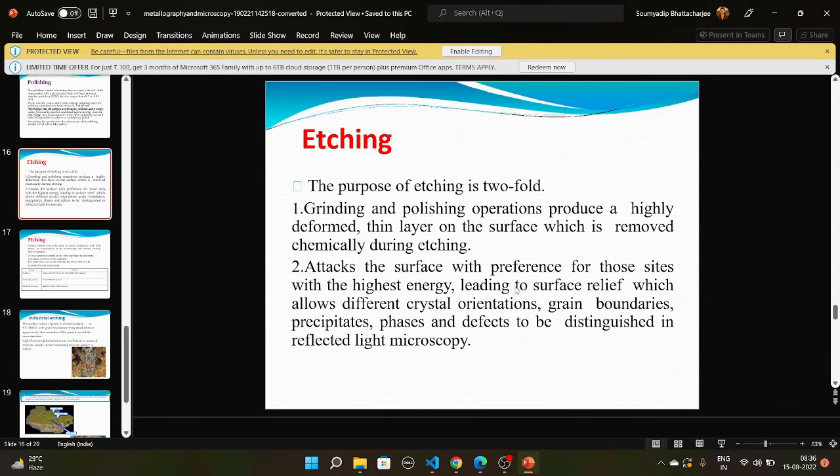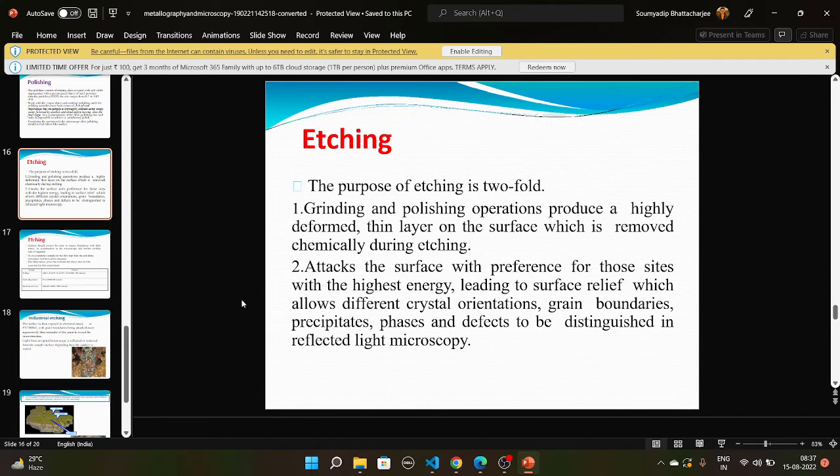Etching attacks the surface with preference for those sites with the highest energy, leading to surface relief, which allows different crystal orientation, grain boundaries, precipitates, phase, and defects to be distinguished in reflected light microscopy. Now, see here, you are not going for any energy calculation. But you can well guess that if it is completely super fine after polishing and you take it under the microscope, what will happen? Your incident ray and reflected ray will be collinear.